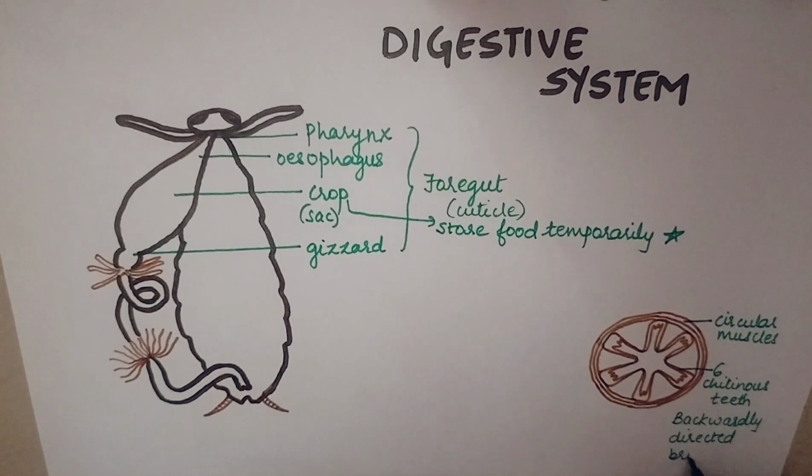Remember that the bristles are going to filter the food. The chitinous teeth are going to cut and crush the food. These 4 things together form the foregut of the cockroach.